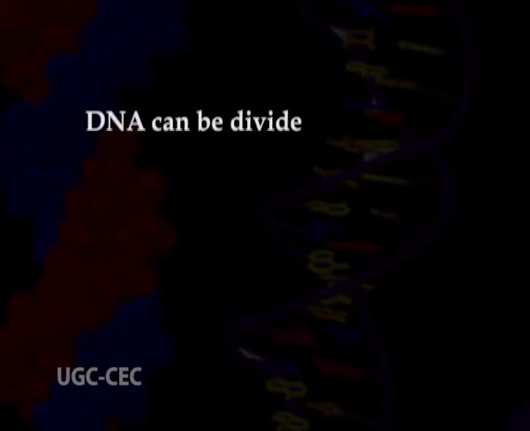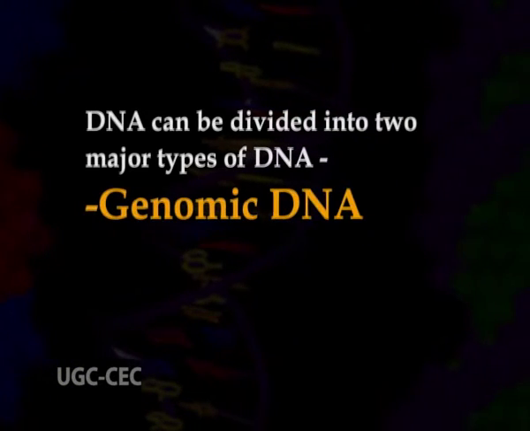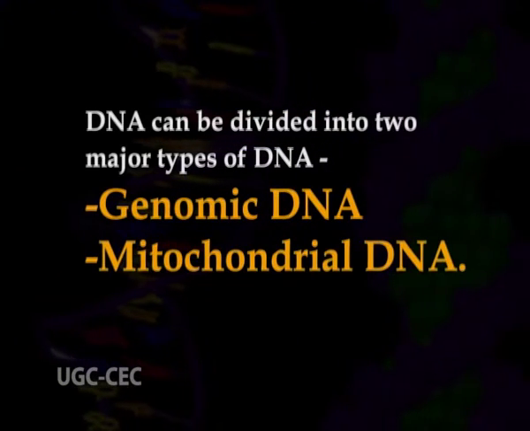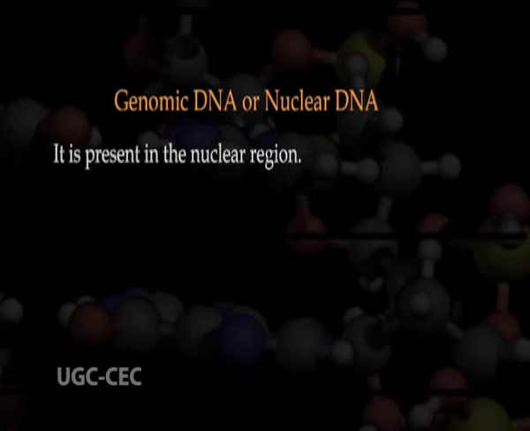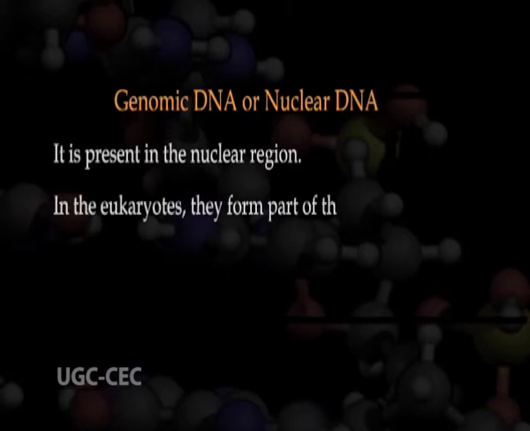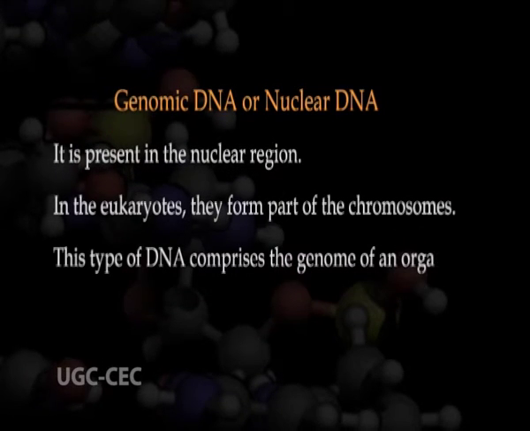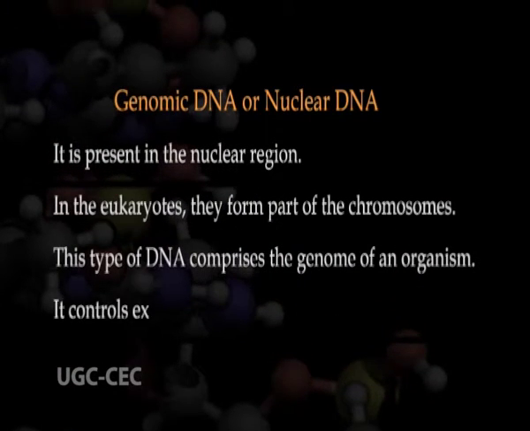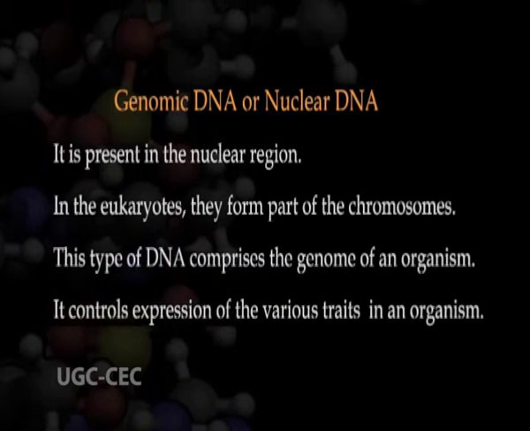On the basis of location, DNA can be divided into two major types: the genomic DNA and mitochondrial DNA. Genomic DNA, or nuclear DNA, is present in the nuclear region. In the eukaryote, they form part of chromosomes. This type of DNA comprises the genome of an organism. It controls expression of various traits in an organism.